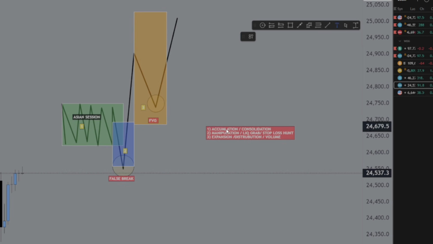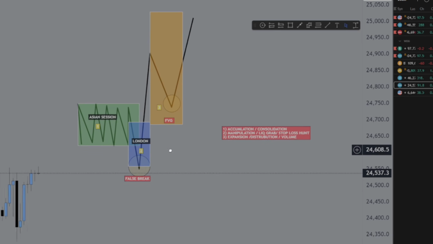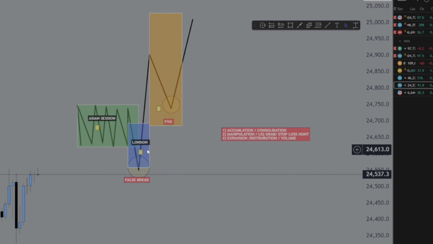Phase one, the accumulation phase, aka the consolidation phase, is usually the Asian session. Phase two, the manipulation, when you have the false breaks, the liquidity grabs where it stops people out, usually that's during London session. And London session usually creates a lower high of the day when it does this, because when it does this, it gives us a great idea on where we're going to move to next. And a lot of the time, we're not awake for this. I don't got to be awake for this. This is all happening while I'm asleep.